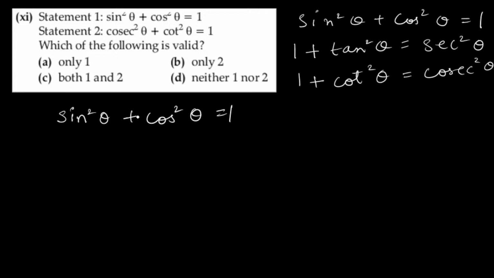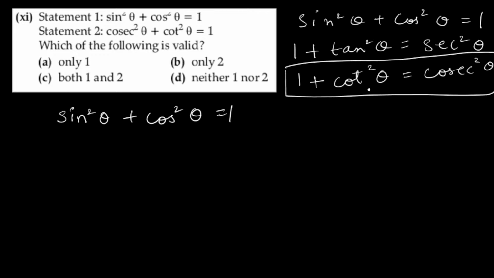So first statement is correct because the first relation is there. But if you see second one, cosecant plus cot is not equals to 1. If you do cosecant plus cot, it will not be equals to 1 because if you see third one, 1 plus cot square theta is equals to cosecant square theta. So second one is not correct because the relation should be like this. So here option A, only 1.